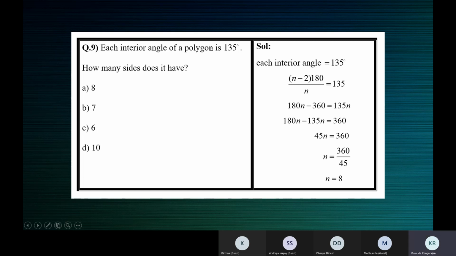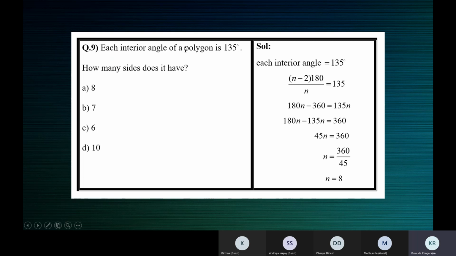So see here, each interior angle is given. You can find the number of sides using the information given here, each interior angle, or you can find the measure of each exterior angle and do it. Both ways you will get the same answer. Then why have I done it like this? Just to understand how to work. If we have to do it like this, how do we continue? What are the steps to get the answer?